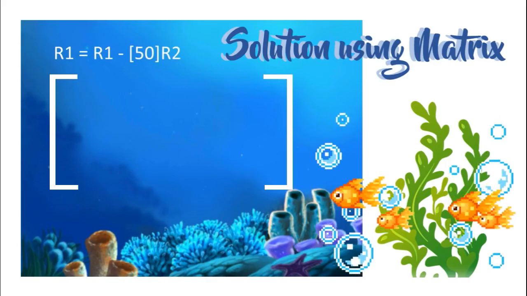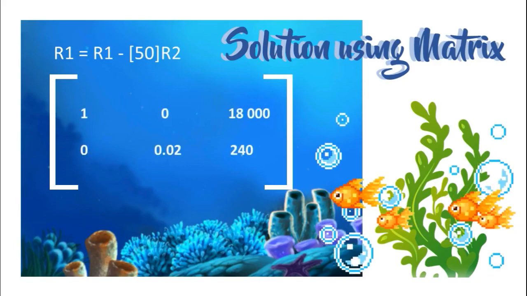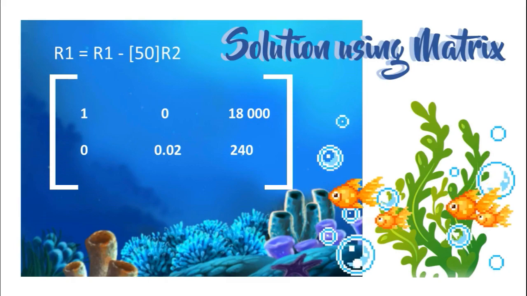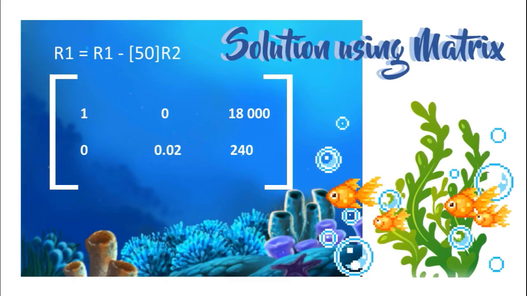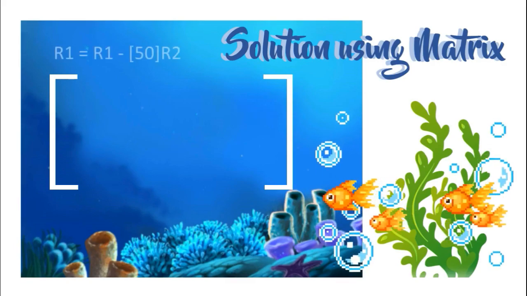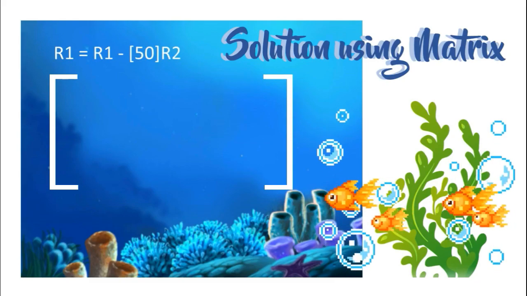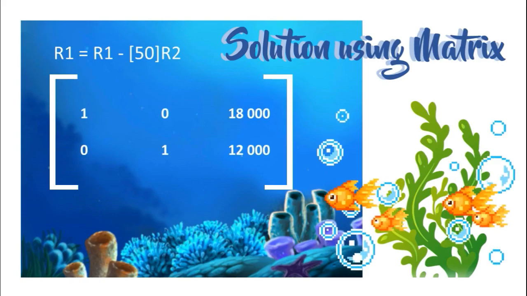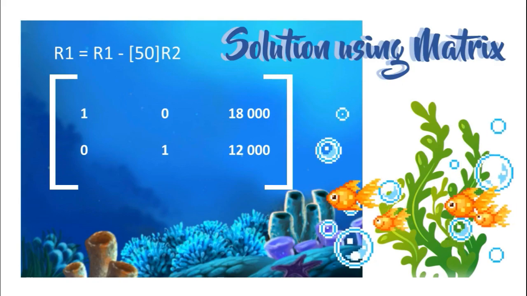R1 is equal to R1 minus 50 multiplied by R2. 1, 0, 0, 0.02, 18,000, and 240. R1 again is equal to R1 minus 50 multiplied with R2. 1, 0, 0, 1, 18,000, and 12,000.